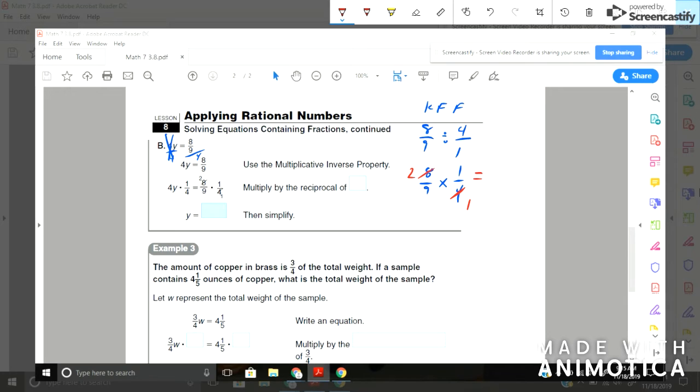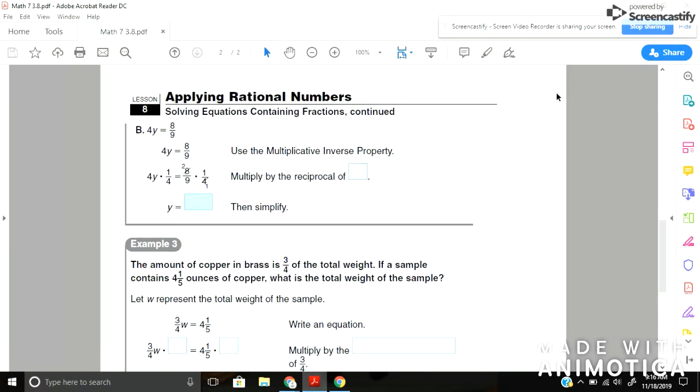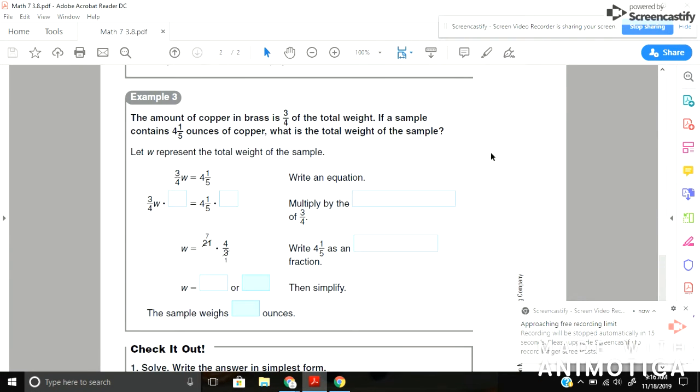And then if I multiply across, 2 times 1 is 2, and 9 times 1 is 9. So I'll come up with a total of 2/9. Again, we just multiplied by the reciprocal of 4. It was 1/4. Okay, so y equals 2/9 is your final answer. All right, in example 3, moving on, looks like I'll get there in the next video. I'll be right back.